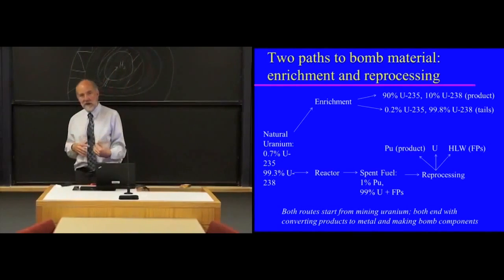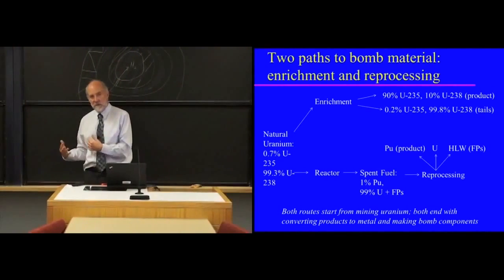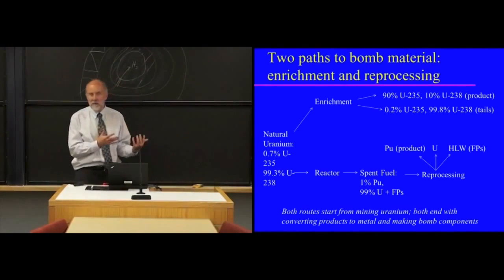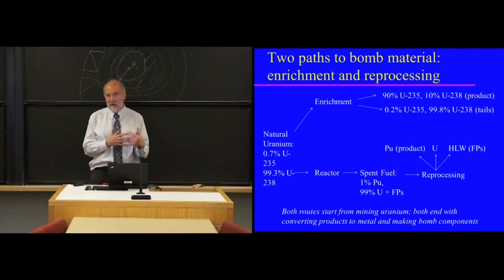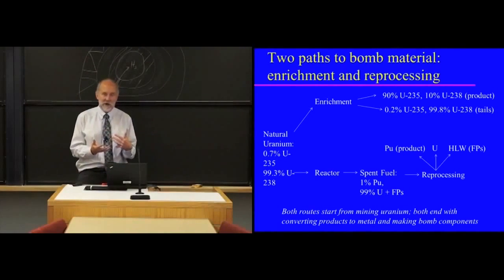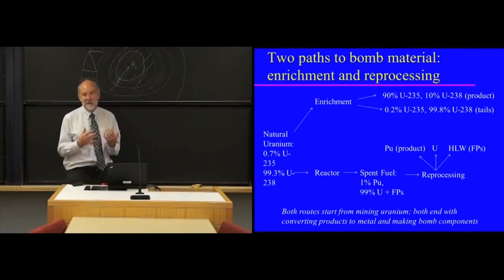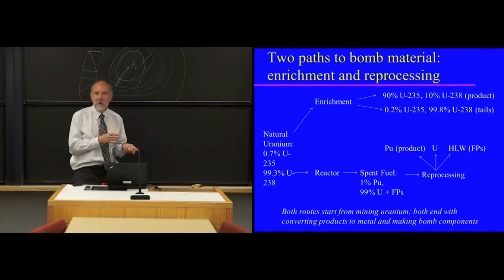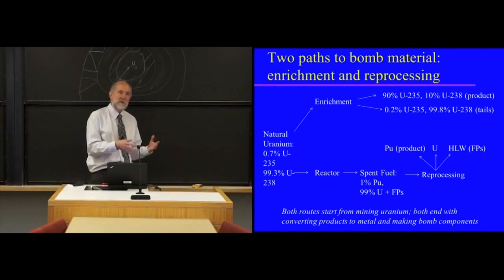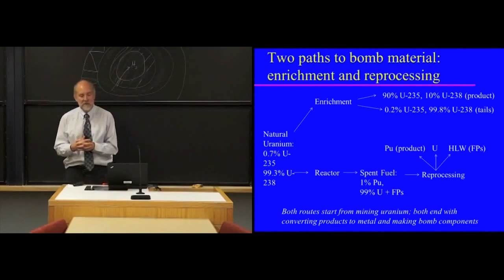In the reactor, the uranium absorbs neutrons, and some of it turns into plutonium. You have the spent fuel that has about 1% plutonium, and the other 99% is the uranium and the fission products. How much is fission products depends on how long that spent fuel has been in the reactor, how much power it's generated, how much fission has taken place.